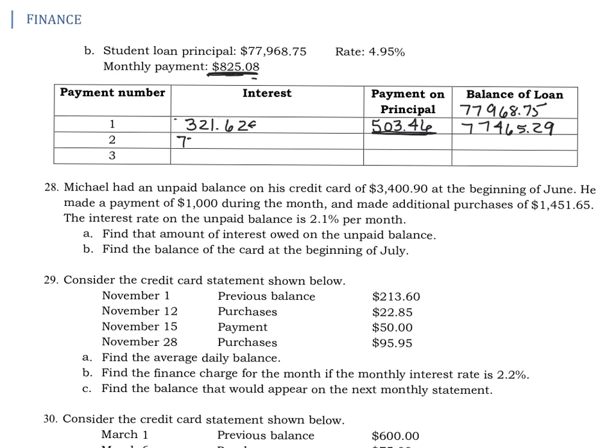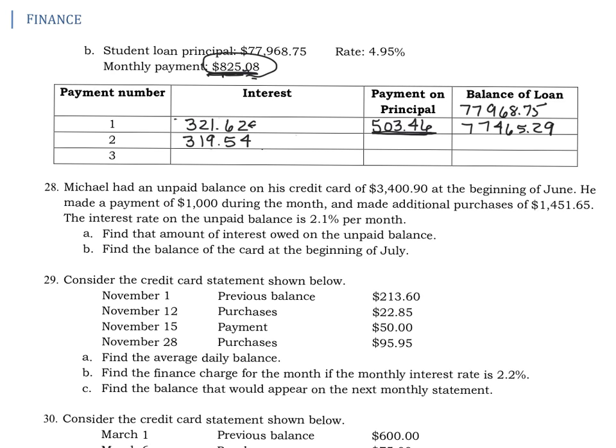So we have $77,465.29 times our rate times our time, which is 1 month. That's why it's 1/12. Okay, so I put all of that in my calculator, and I end up getting $319.54. So this is the interest portion of my monthly payment.